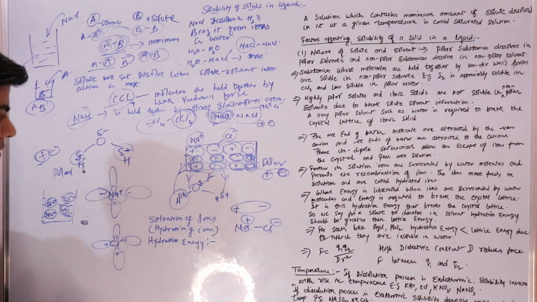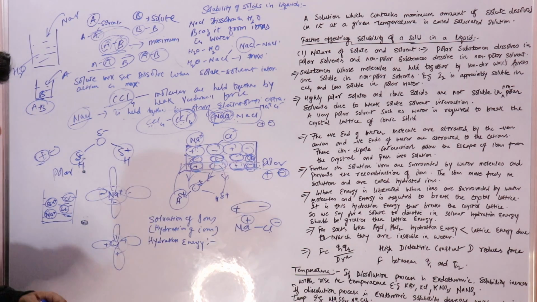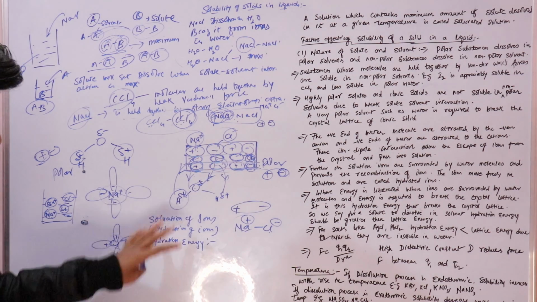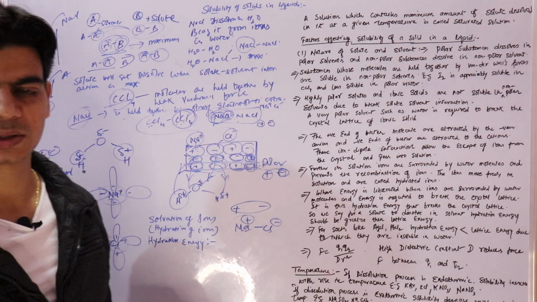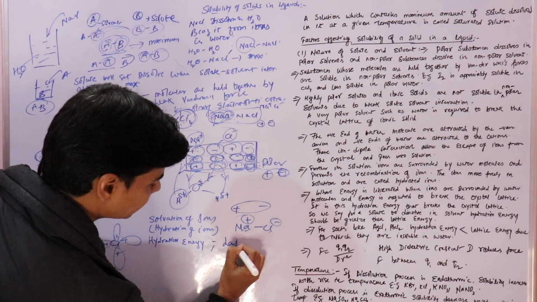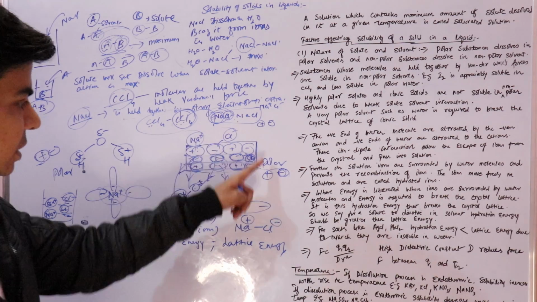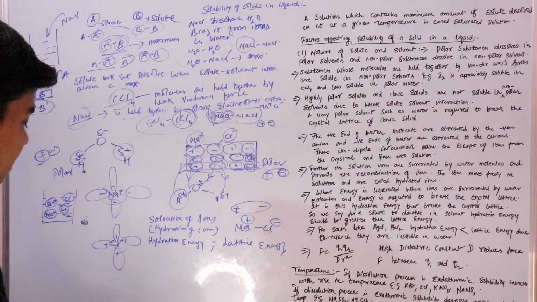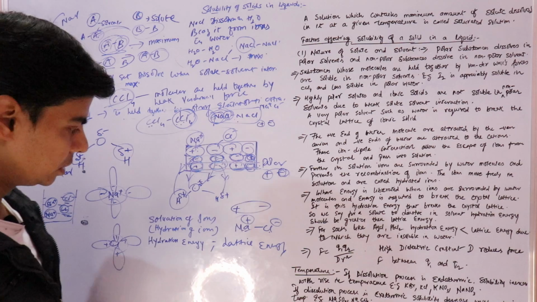And the second important thing is, when this crystal lattice is broken by water molecules, some energy is required, right? Energy is needed to break this crystal lattice. That energy is known as your lattice energy. And this energy to break the crystal lattice would come from hydration energy, which is released when these ions are surrounded by water molecules, right?